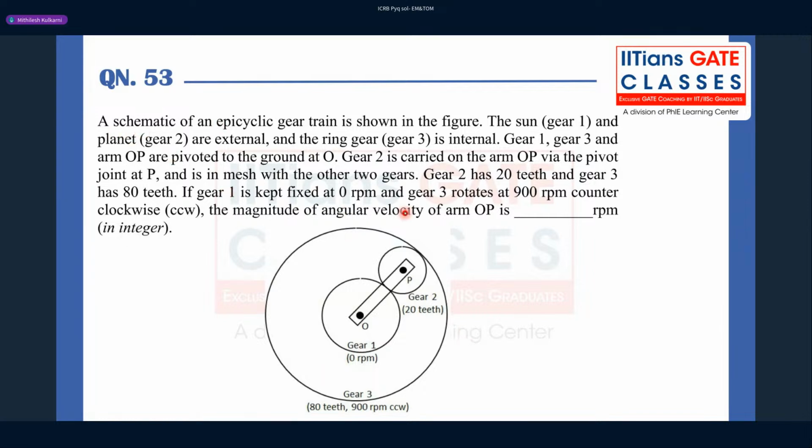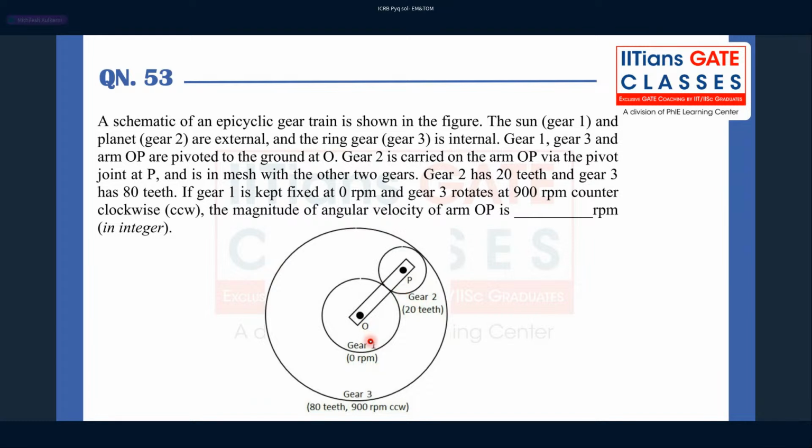Schematic of an epicyclic gear train is shown in the figure. We have a sun gear 1 and the planet gear 2 and the external ring gear 3. Okay, the ring gear is internal. Sorry, let me correct. Gear number 1 and gear number 2 are external. However, gear number 3 is internal. Gear 3 is basically the ring gear.